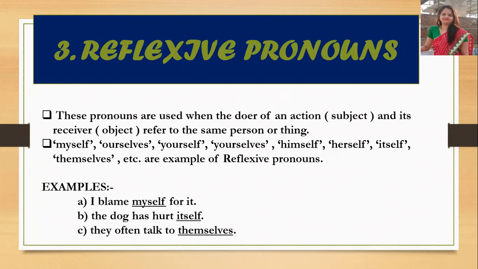What do you mean it is I, myself? Means I am talking about myself, I, myself, and they, themselves. So themselves, myself, ourselves, yourselves are a few examples of reflexive pronoun. Once again, I repeat, in short, if anyone asks you what do you mean by reflexive pronoun, a very short answer is: the doer of an action, that is the subject, and its receiver both relate to the same person or thing. Is that clear? And what are the examples? Myself, ourselves, yourselves, and themselves.